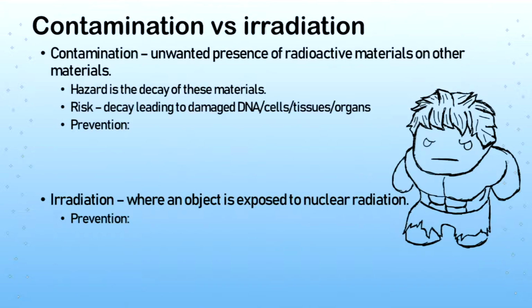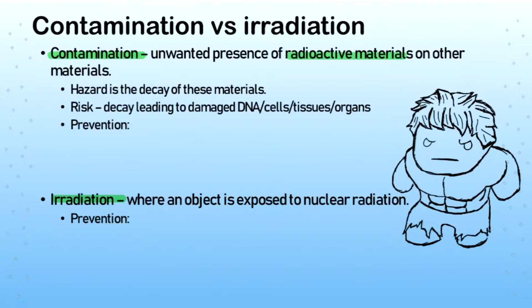So once we've considered half-lives, how things are decaying, what they can decay into, we need to look at the types of radiation we can receive and the risks and benefits in using them. And the first distinguishing point we want to make is the difference between contamination and irradiation. So contamination is where we have the presence of unwanted radioactive material on other materials.